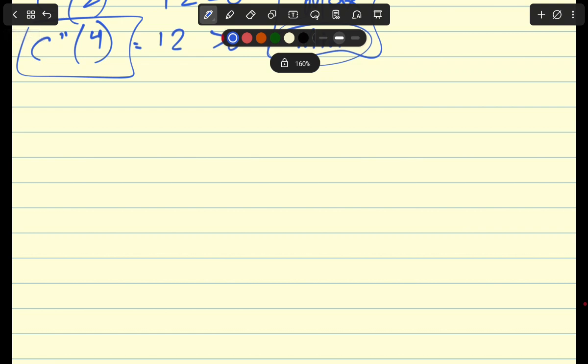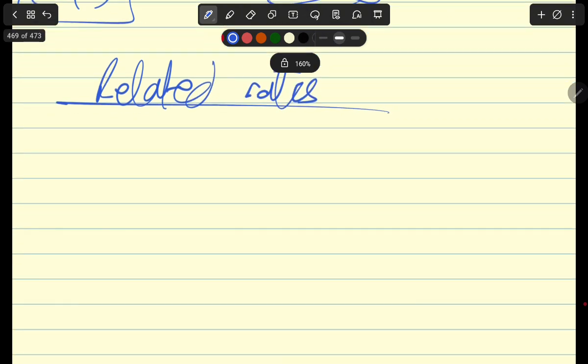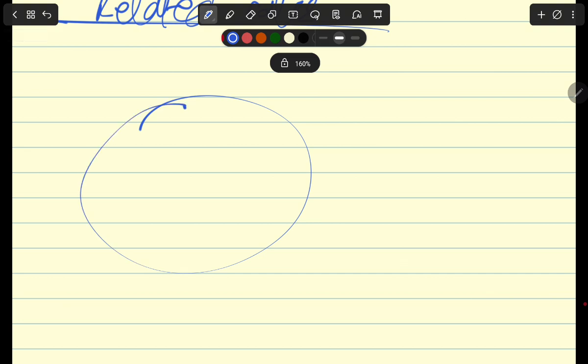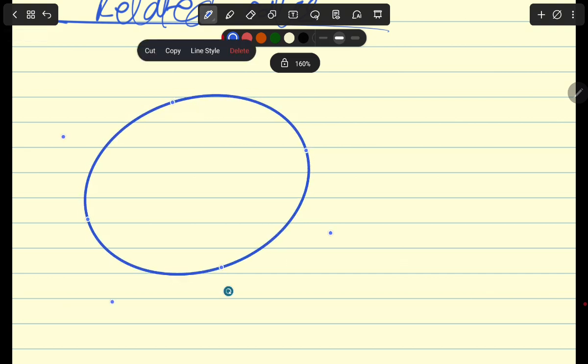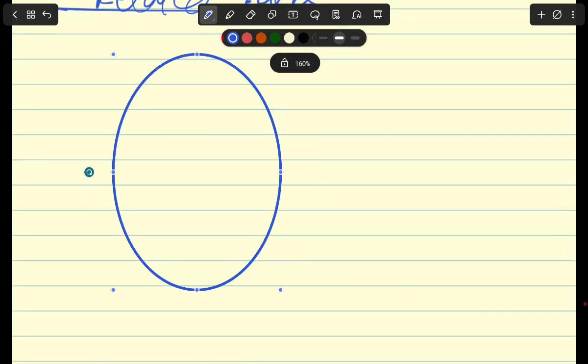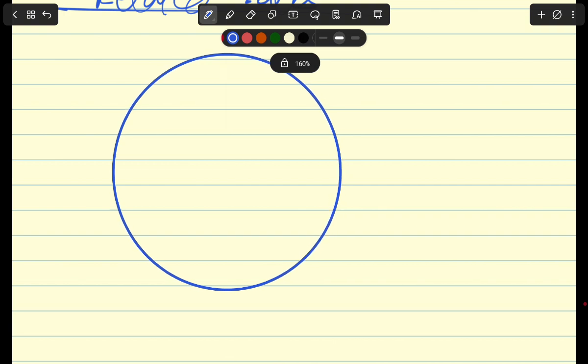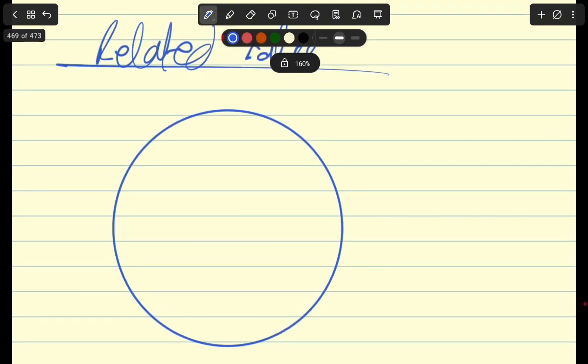Now this is probably the most beautiful application of differentiation, which is related rates. Okay. Now let's say that there's a circle. Okay, we have a circle. Now let's say that the radius is increasing, right? So if the radius is increasing, the area is also increased, right? That's just very common.